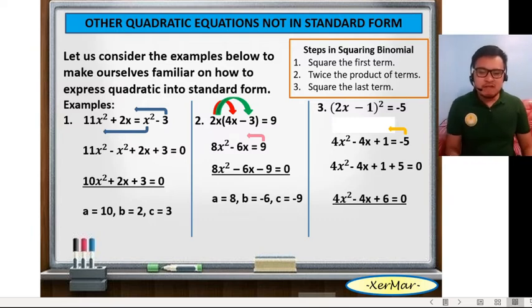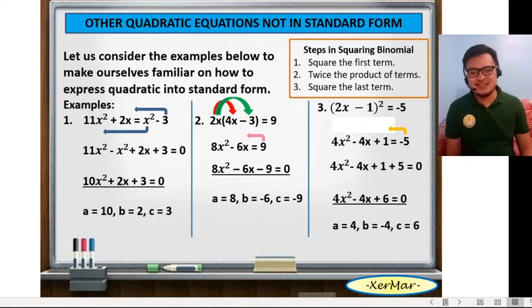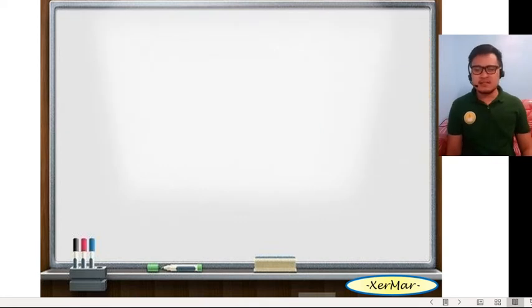Okay? So, what are the values of A, B, and C? So, A is 4. B equals negative 4. And C equals 6. Alright. Ganun lang kadali, students, kapag masundan nyo lang yung process, no? Kayang-kaya nyo yan. Okay? Next.